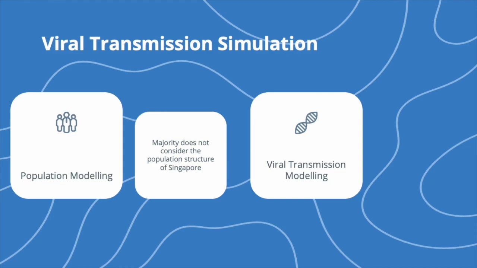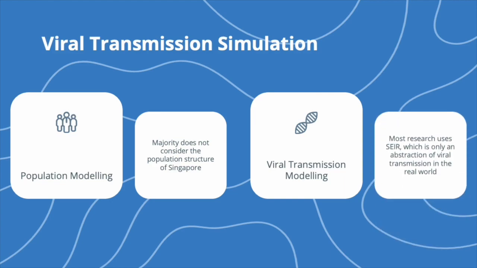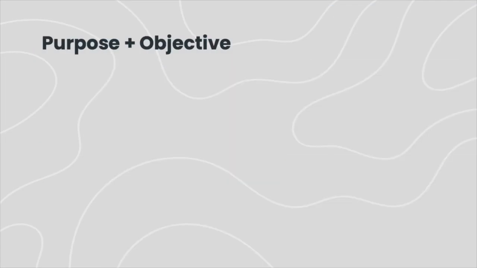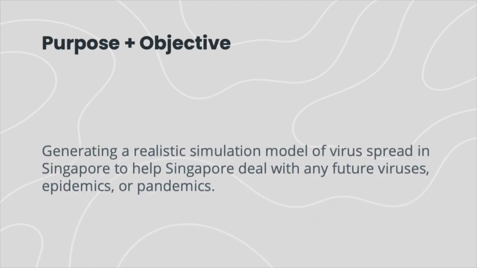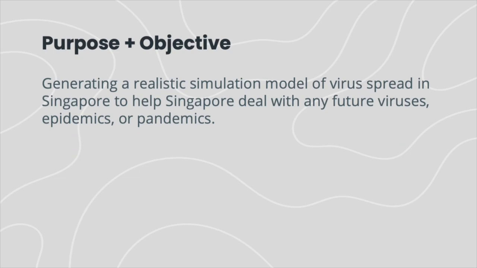Second part is the population modeling. Many researchers use the SEIR model, which may not be the most realistic model. The purpose of this project is to generate a realistic simulation model of virus spread in Singapore to help Singapore deal with any future viruses, epidemics, or pandemics.